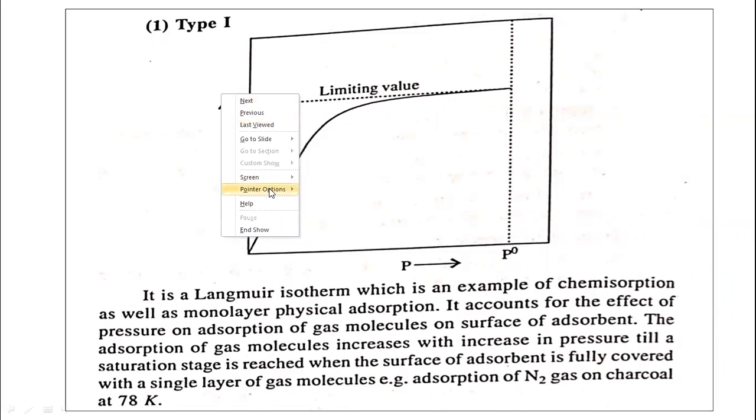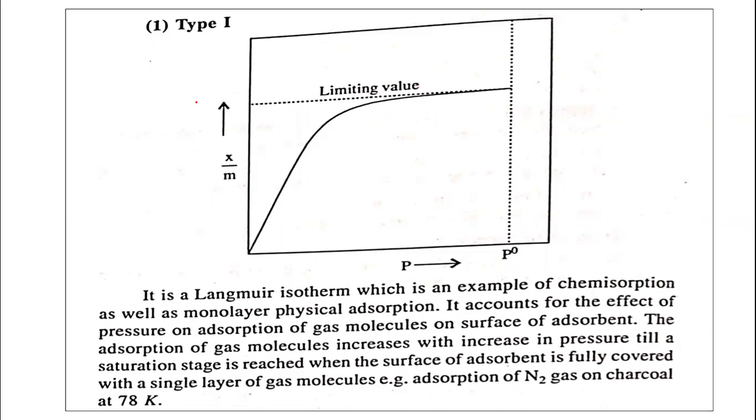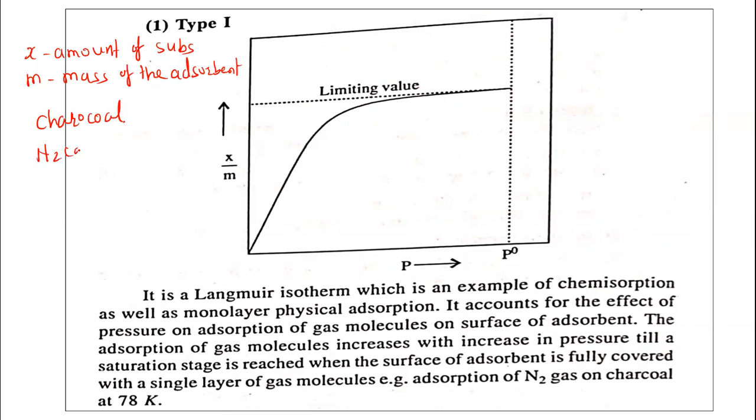In this adsorption isotherm, you can see here X upon M is the amount of the substance adsorbed per unit mass of the adsorbent, where X is the amount of the substance adsorbed, and M is the mass of the adsorbent. For example, if we take charcoal as an adsorbent and nitrogen gas as an adsorbate, then whatever be the mass of the charcoal, that is the value of M, and whatever be the amount of the nitrogen gas adsorbed, that is X.